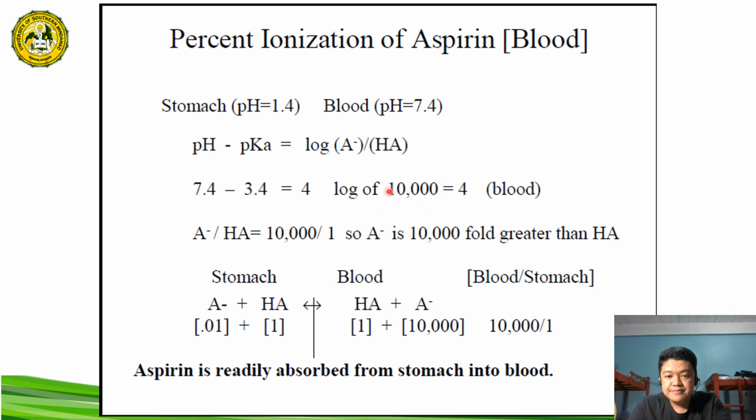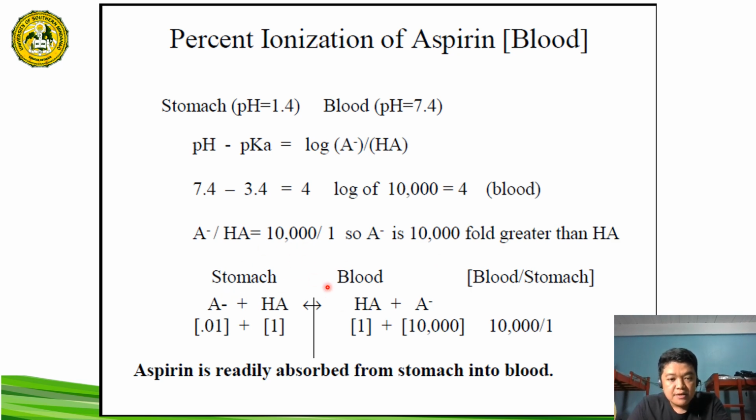So there are 4 zeros here. That is equal to 4. Meaning that for a log base of 10, for example, we need to multiply 10 4 times in order to get our 10,000.